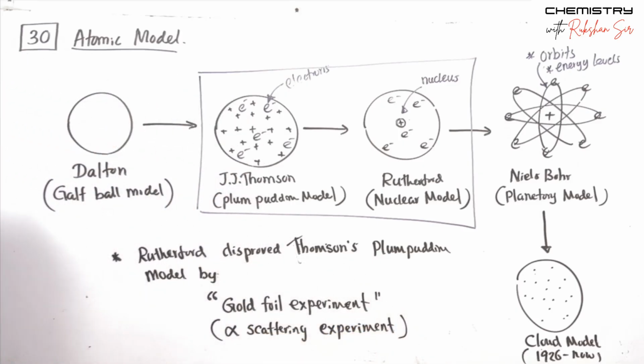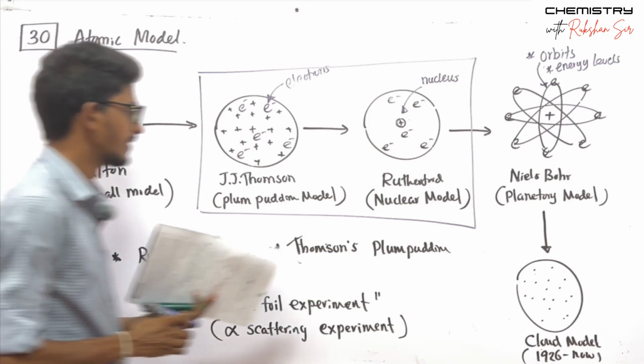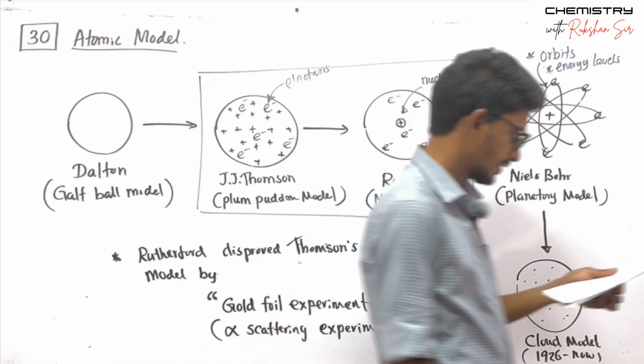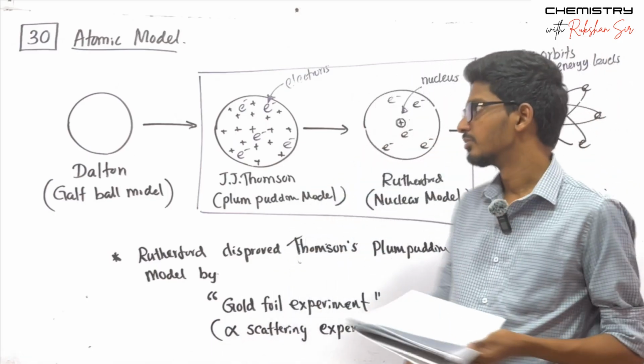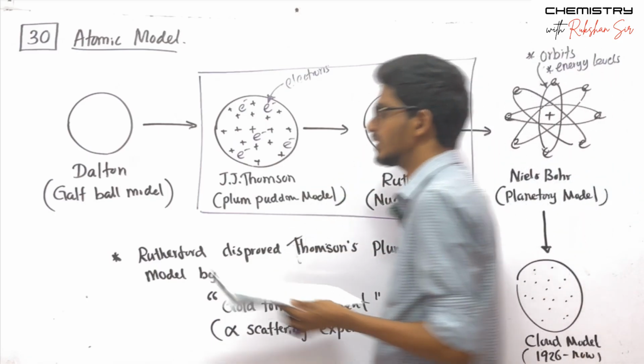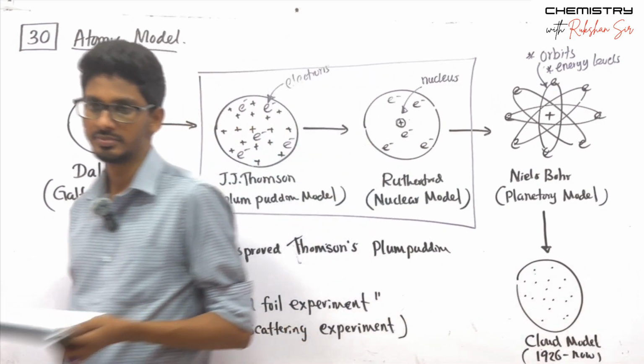Geiger and Marsden also helped Rutherford in that experiment, right? So that is a review for question number 30, MCQ 30 of 38, right now.